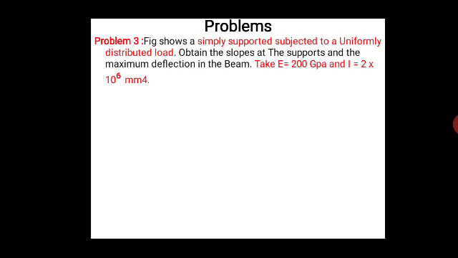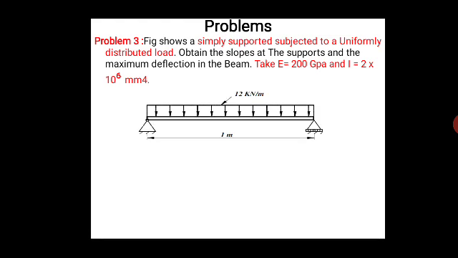We shall move on to the third problem. Here consider the third problem. The third problem is a simply supported beam which is subjected to a uniformly distributed load. Here obtain the slopes at the support and the maximum displacement in the beam. Take Young's modulus as 200 GPa and the moment of inertia I as 2 into 10 raised to 6 mm to the power of 4.